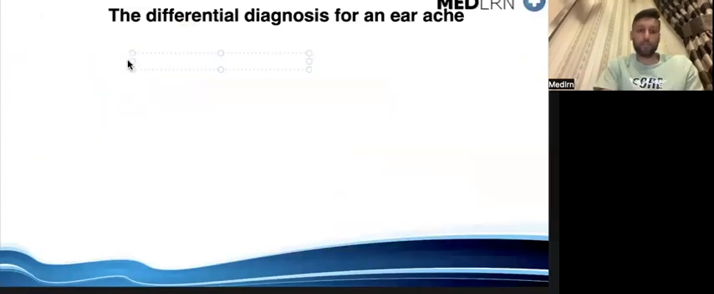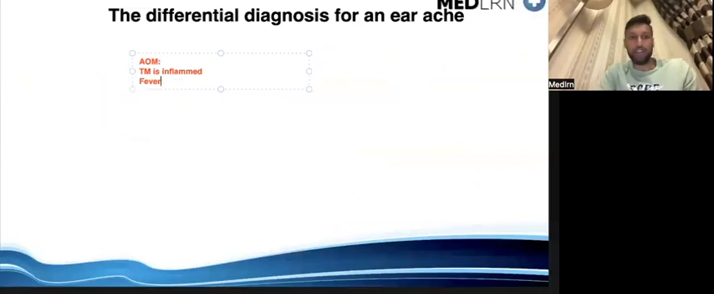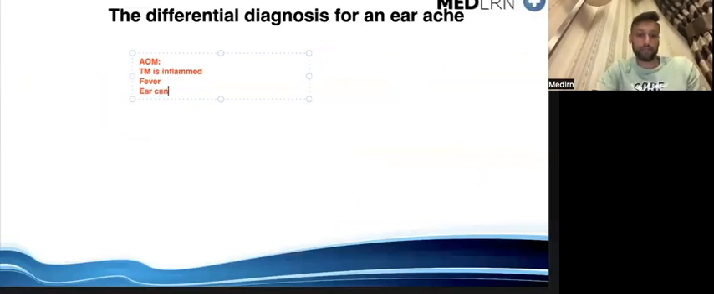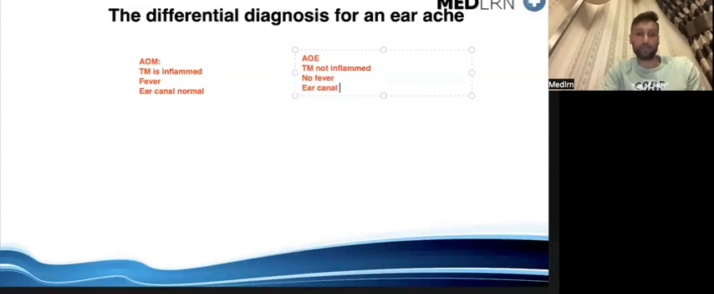So acute otitis media. One, tympanic membrane is inflamed. You have fever, usually. You have the external ear canal normal. Acute otitis externa, tympanic membrane not inflamed, usually. No fever, usually. Ear canal swollen and small amounts of discharge.